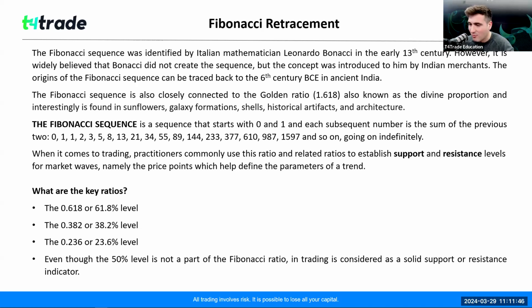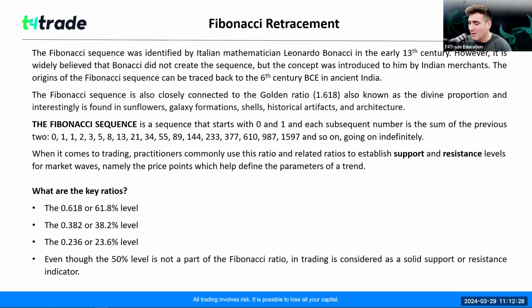So let's do a historical overview first. The Fibonacci sequence was first, at least that's what the textbook says, identified by an Italian mathematician named Leonardo Fibonacci in the 13th century. However, it's widely believed that the concept was not invented by him. It was introduced by Indian merchants, and we have seen some historical evidence that the Fibonacci sequence was indeed discovered, quote unquote. Nobody actually knows, but we will give credit to these ancient Indians, who have been using or identifying this back in the 6th century BC, okay?